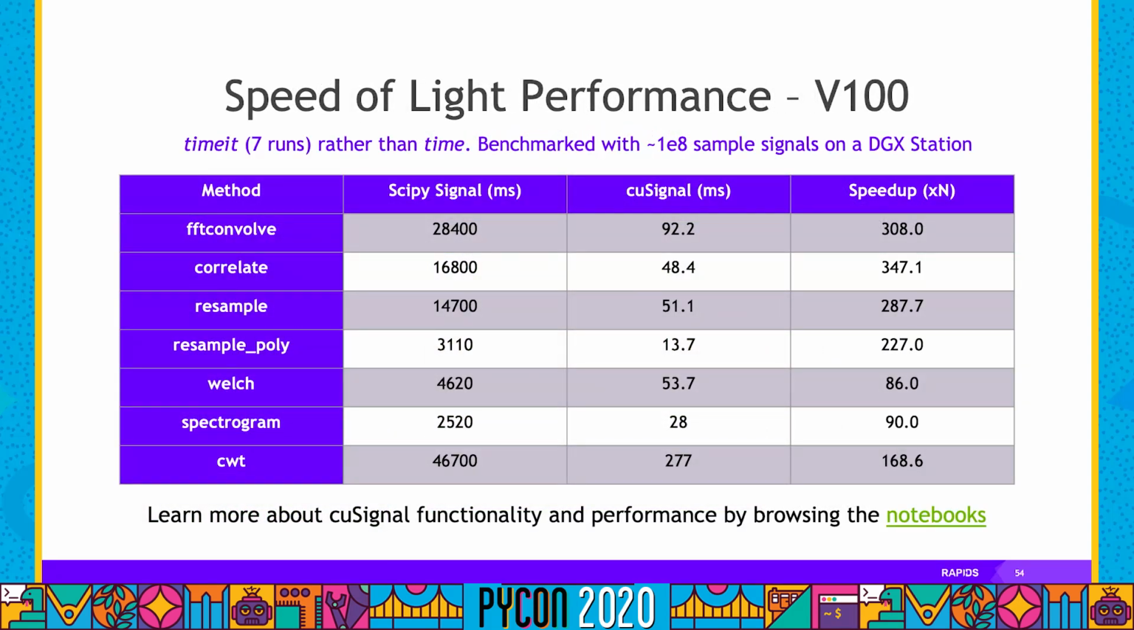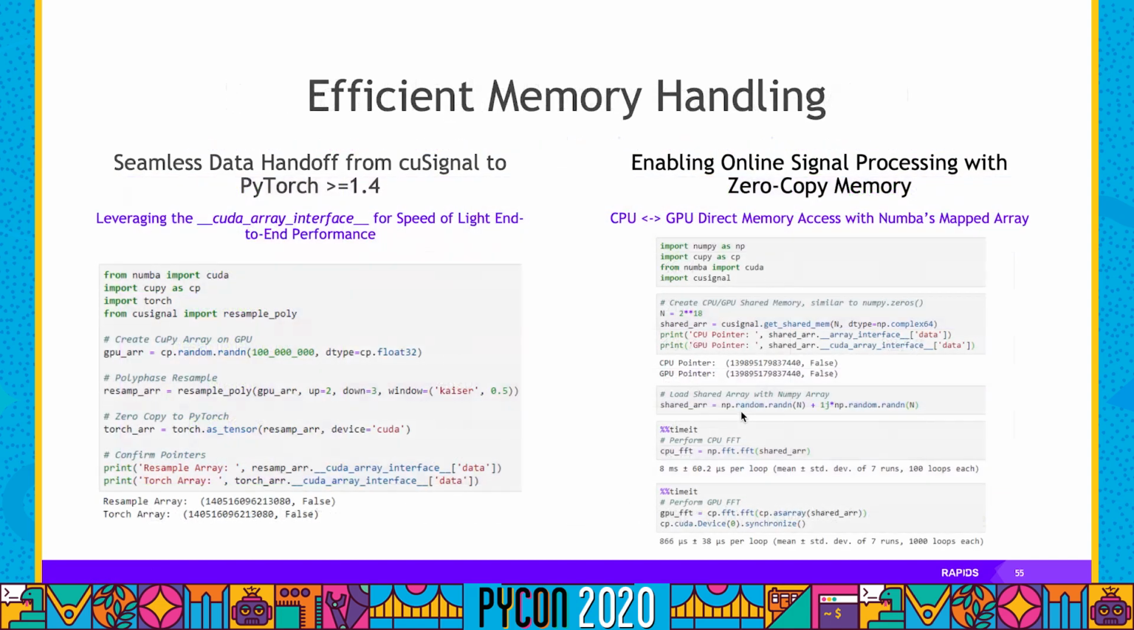And here's some performance, right? You can see the different methods: fast Fourier transform, FFT convolve, correlate, resample poly, Welch, spectrogram, CWT. Here's the SciPy version of it, and the cuSignal version of it. So 28,000 milliseconds versus 92.2 milliseconds for a speedup of around 300x. And this was benchmarked on, you can see, 1 times 10 to the 8 sample signals on a DGX station. Right? And again, all of these notebooks are available in the repo.